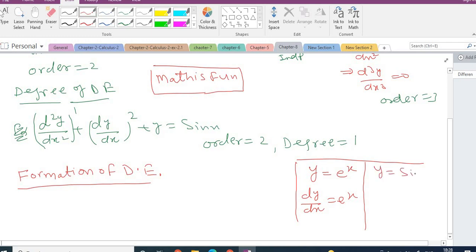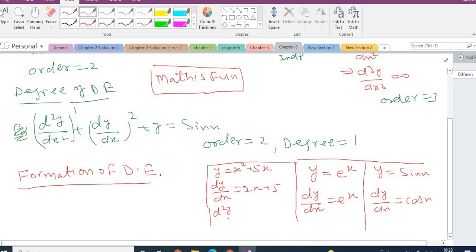Y is equal to sine x. If I say find its derivative, we get dy dx is equal to cosine x. But if I have y is equal to x square plus 5x and I say find its derivative, dy dx is equal to 2x plus 5. When you differentiate 1 time, the order is 1. Now if you say d2y dx2, it is coming 2.